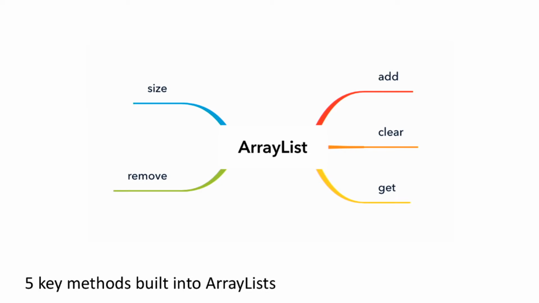There are 5 key methods built into array lists. We have add, clear, get, size, and remove. Add for adding to the list. Clear just clears out all the elements in the array list. Get is a method for pulling back a specific element within the array list. Size will tell us how many elements are in the list at any given time. And remove for removing a specific element. Remember, when we remove an element, the indexes all get changed.